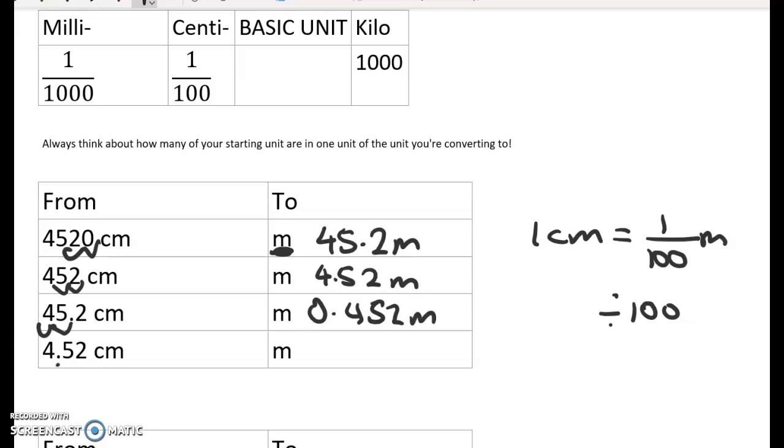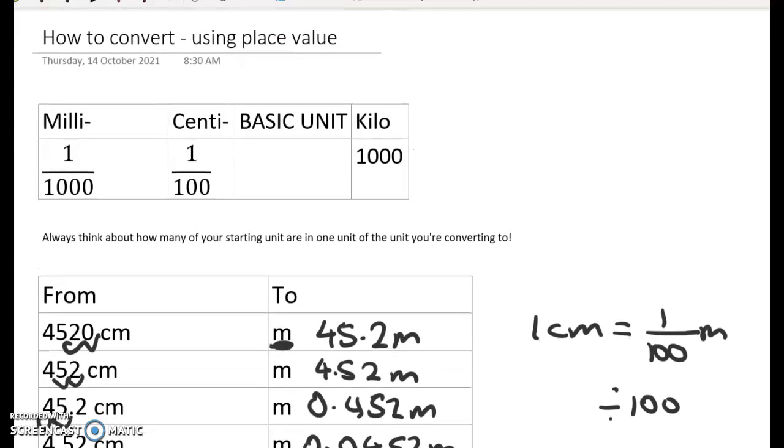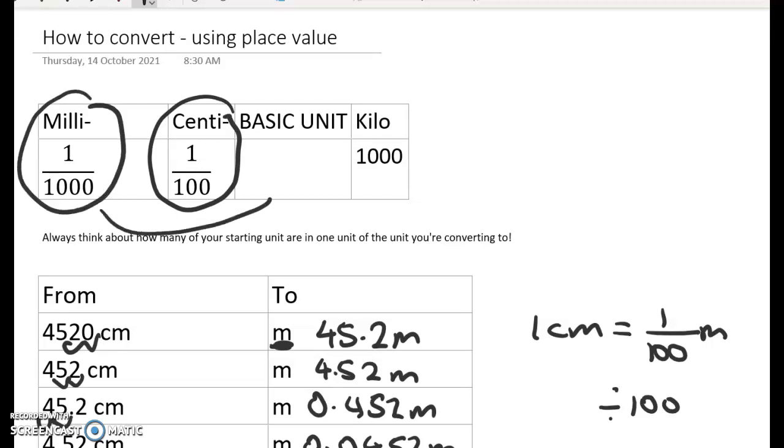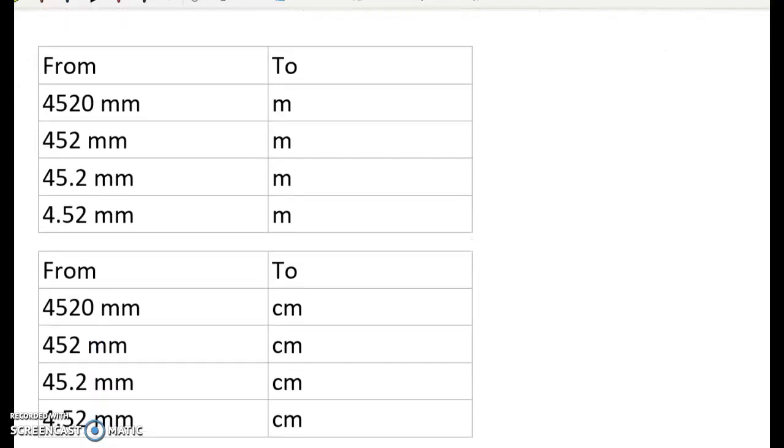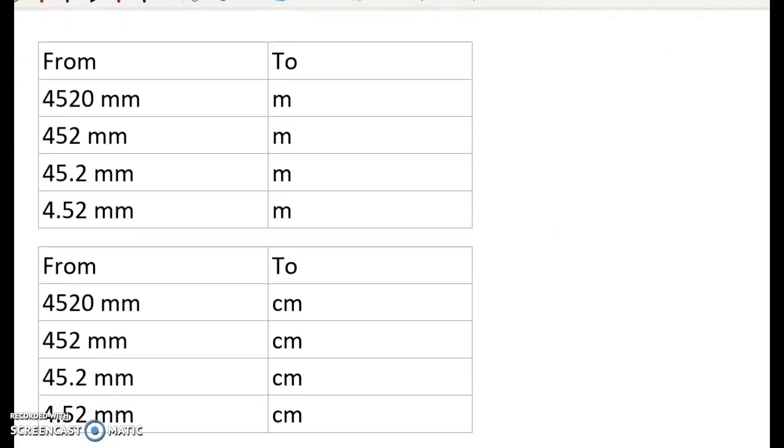And moving back to here, I'm going to have to put in an extra 0. So 4.52 centimetres will be 0.0452 metres. So again, we're always working with our prefixes, and we're looking at how centi and milli link to that basic unit. So now I want you to have a go at these ones. So millimetres to metres, and then millimetres to centimetres. So here we're going to be dividing by 1,000. Here we're going to be dividing by 10.